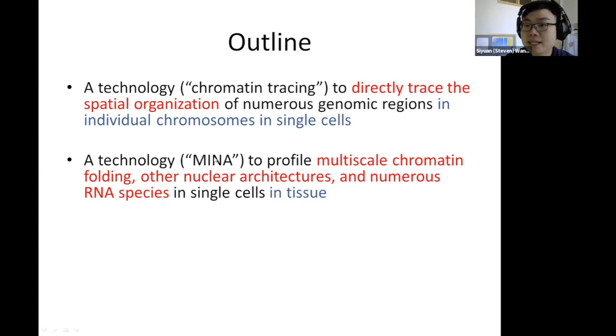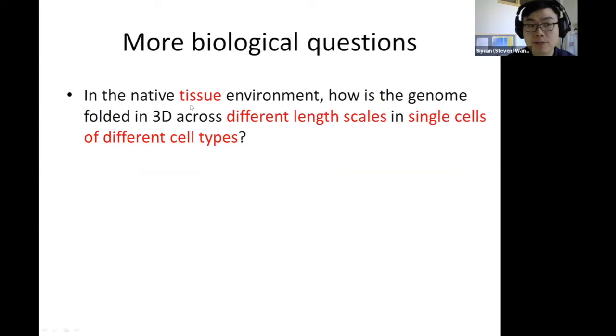So we developed this MINA technique with several biological questions in mind. The first of them is, in the native tissue environment, how is the genome folded in 3D across different length scales in single cells of different cell types? Especially for tissues like fetal liver, which has mixed cell types. The cell types are not spatially very well organized, and the cell morphology looks quite the same also. How do you study chromatin organization in such a situation in a native tissue context?